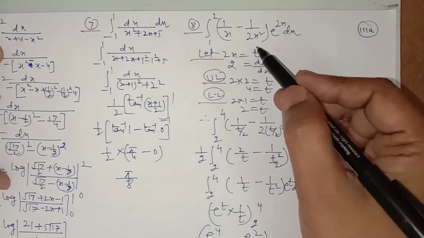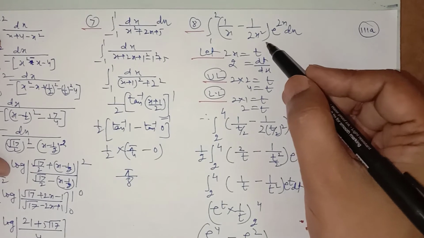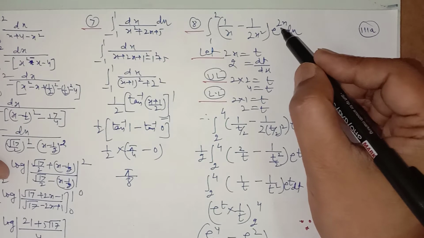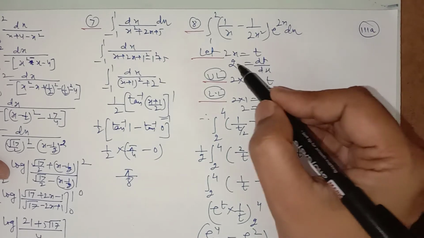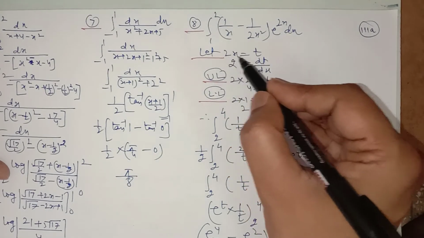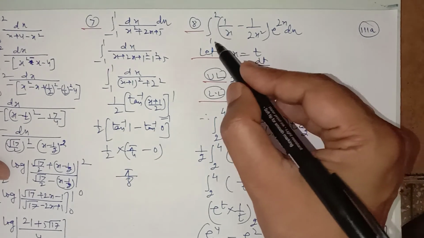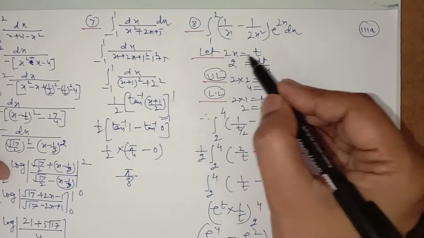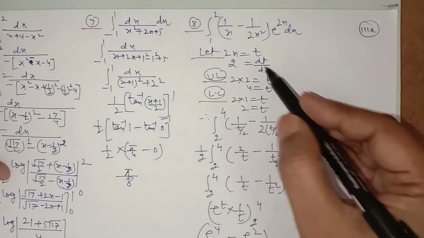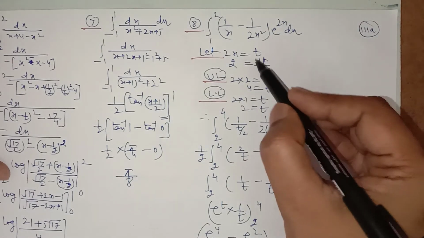Now question number 8 will be a property of integration by parts. First of all, let 2x be equal to t. So dt upon dx will be equal to 2. Now change the lower limit and upper limit. Upper limit: 2 into 2 is equal to t, the upper limit is 2, replace x by 2, that is 4. Lower limit is 1, so replace x by 1, so 2 into 1 is equal to t. So in terms of t, the lower limit is 2. So 2 to 4. And we replace dx by dt upon 2 here. Dt upon 2.